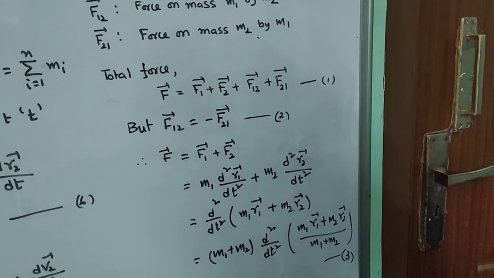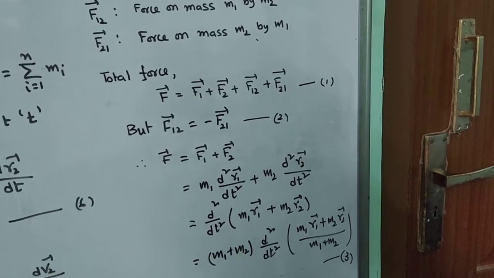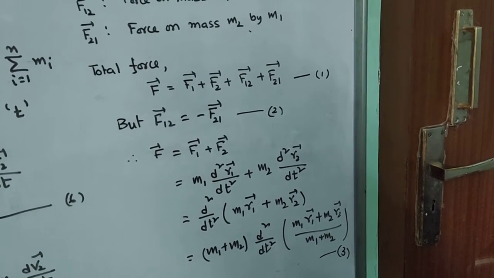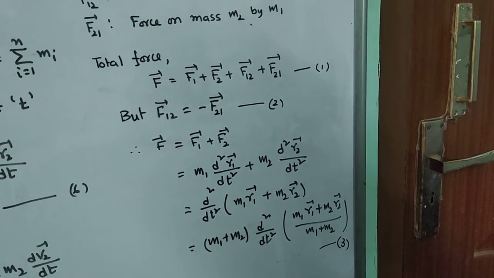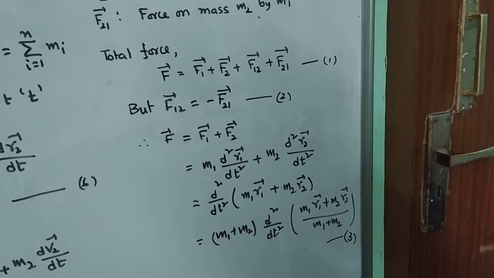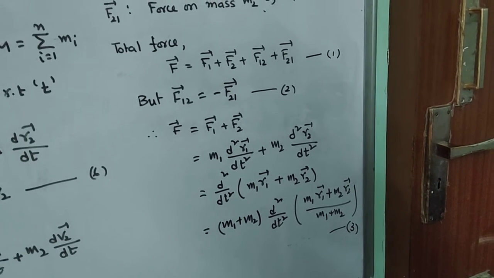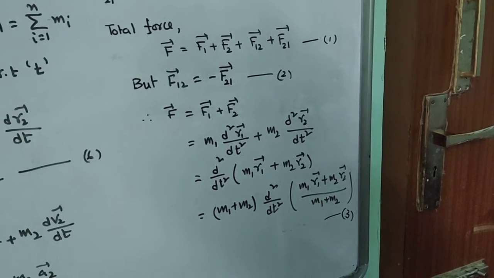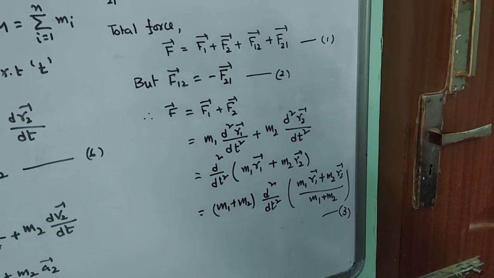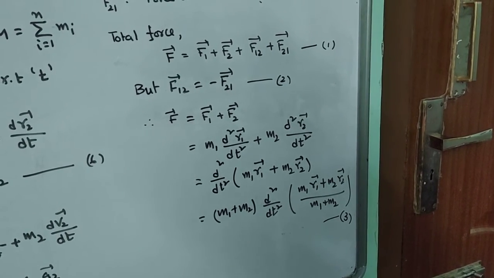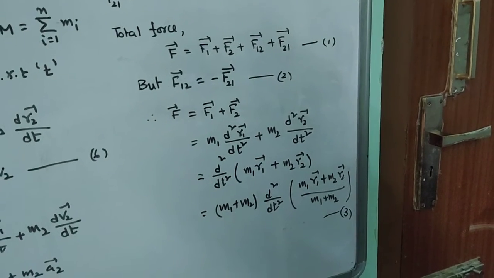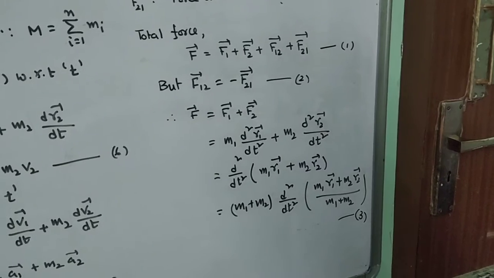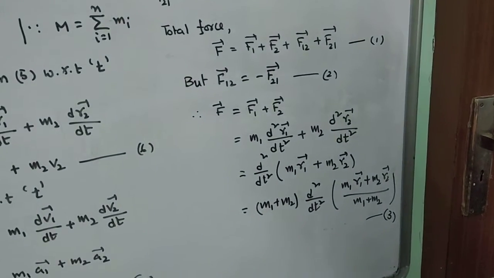So if you take d square by dt square and keep the other terms within the bracket, it becomes m1 r1 vector plus m2 r2 vector. On simplifying, we have multiplied and divided by m1 plus m2, the total mass of the system. So F equals m1 plus m2 within the bracket, d square by dt square of m1 r1 vector plus m2 r2 vector by m1 plus m2. This is the expression for the total force on the system.